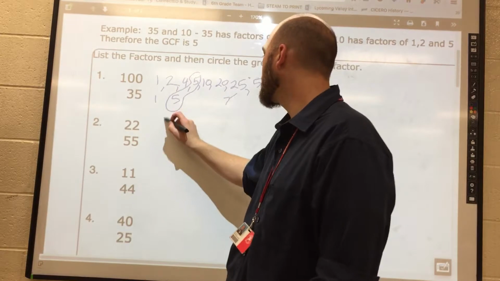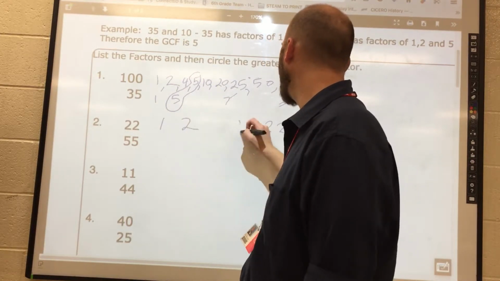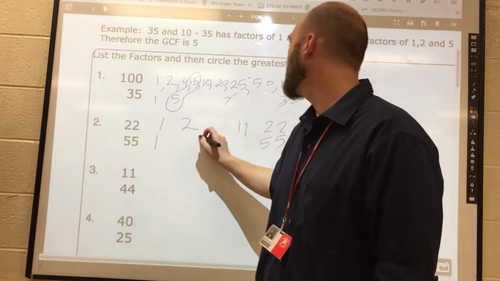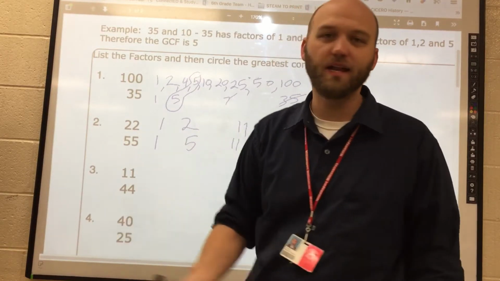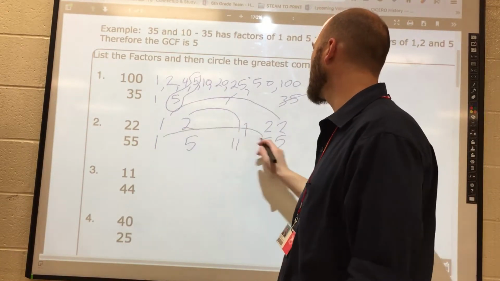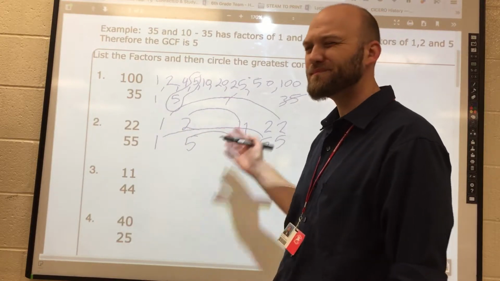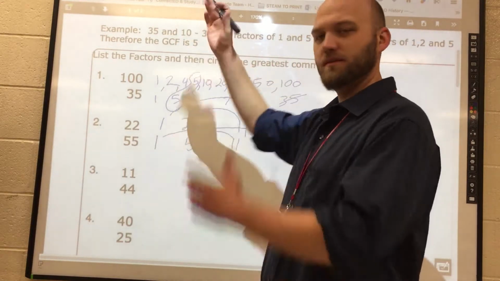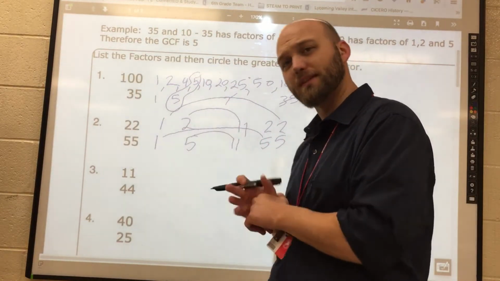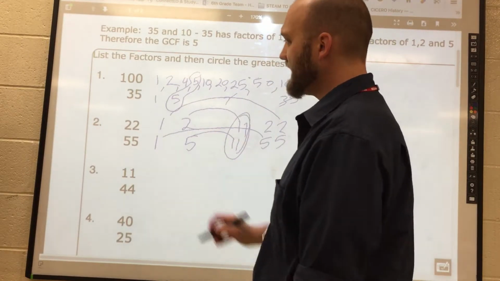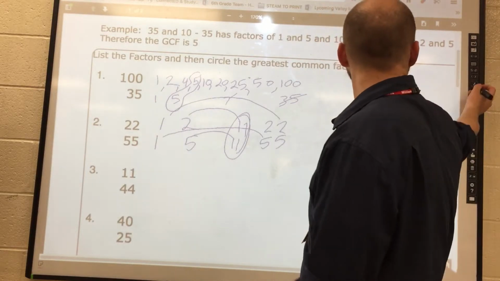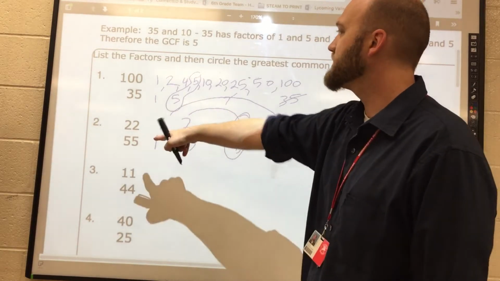So let's look at one more. 22. We have 1 and 22, 2 and 11, and I'm done. With 55, I have 1 and 55, 5 and 11, and I'm done. So now that I have all of my factors, and that factor rainbow we talked about before looks like that. It's not as clean, but when you have a big section like that, what two numbers multiply together, those are the factors. Two numbers multiply together to make that larger number. In this case, I see that 11 is the greatest common factor of 22 and 55.